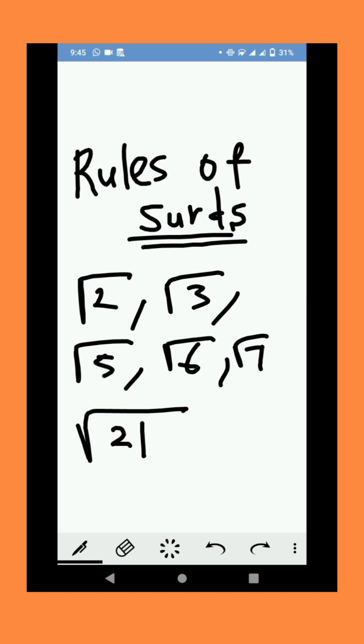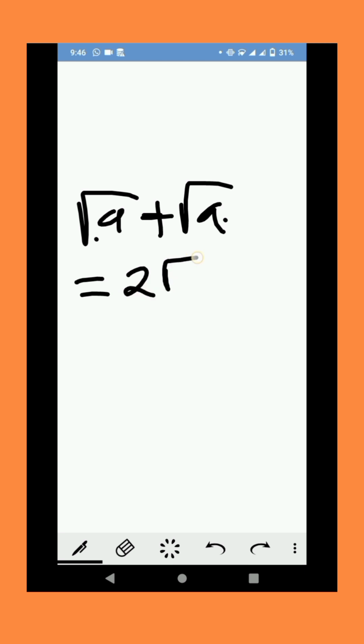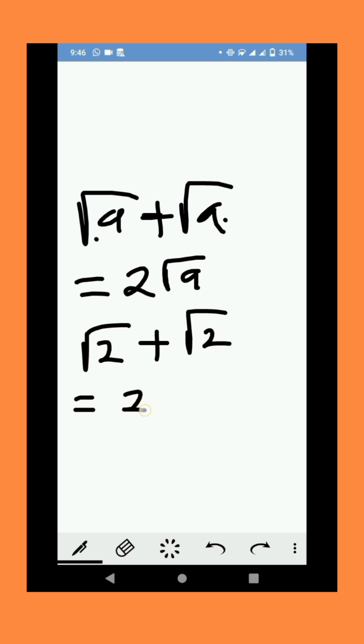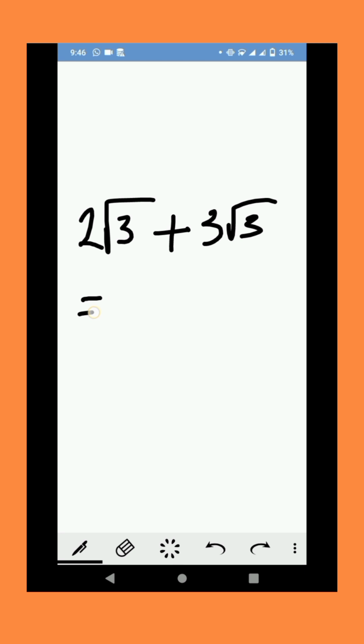So what is the general rule for surds? One of the rules of surds says that surds of the same expression can be added, meaning root a plus root a will give you 2 root a. That's to say that root 2 plus root 2 is equal to 2 root 2. Of course, we add by checking the coefficients. Again, that is to also say that 2 root 3 plus 3 root 3 is equal to 5 root 3.